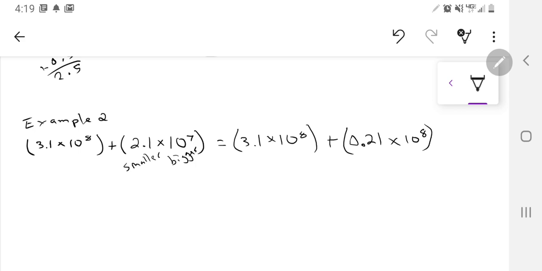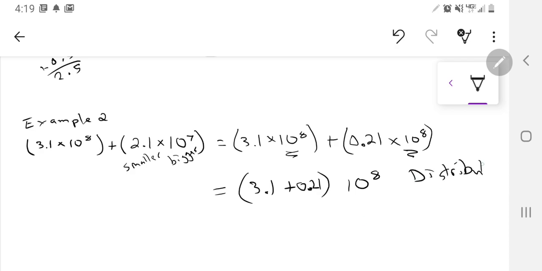Now we have our common factor. So we're going to use distributive property and pull that factor out, 10 to the 8th. And we're going to leave behind the 3.1, and that's going to be added to the 0.21. All right, and what did we do? That's called undistributing. We undistributed the 10 to the 8th, right? The 10 to the 8th was in both of these, and we took it out. We stole it back, all right, and put it out here by itself. Oh, he's sad. He's lonely.